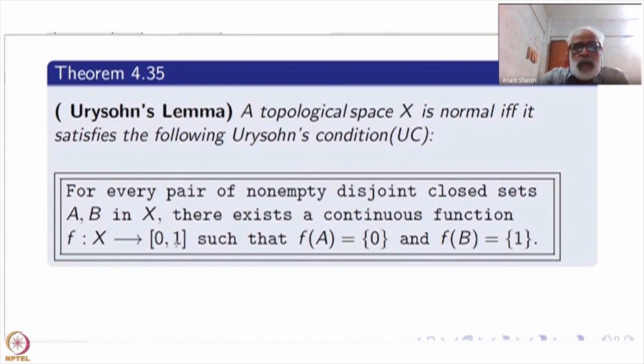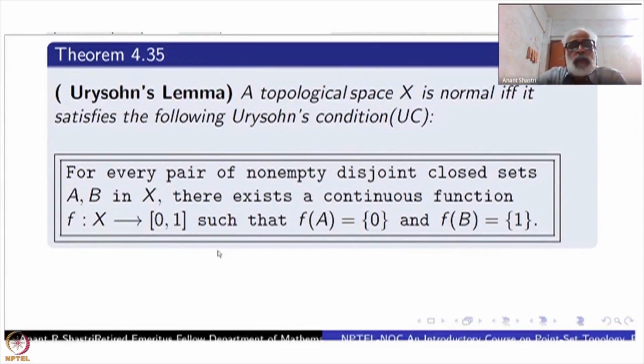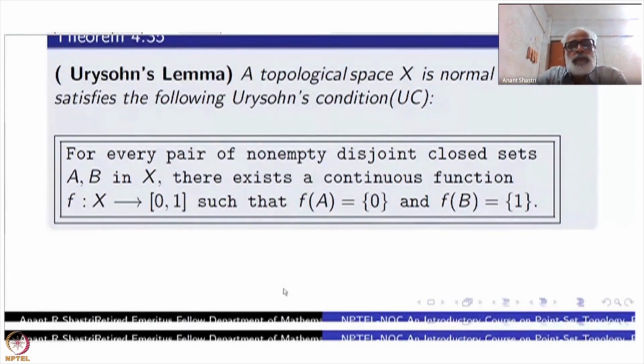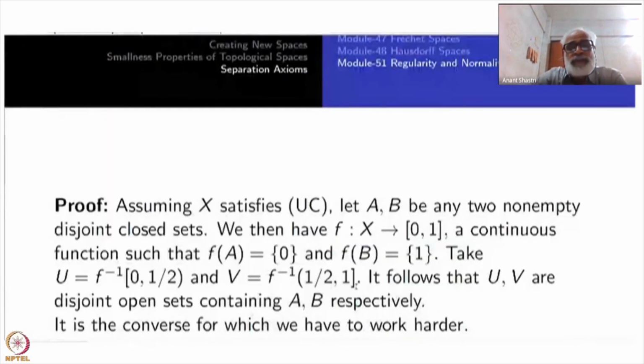Getting a closed interval as a codomain, and getting a function f wherein the two sets are going to two distinct points, that is the crux of the whole matter. It could be f(A) equal to some a and f(B) equal to some b, where a and b are distinct points of this. So that's a crucial matter here. All right. Okay, so one way is obvious, which we have seen already in some sense.